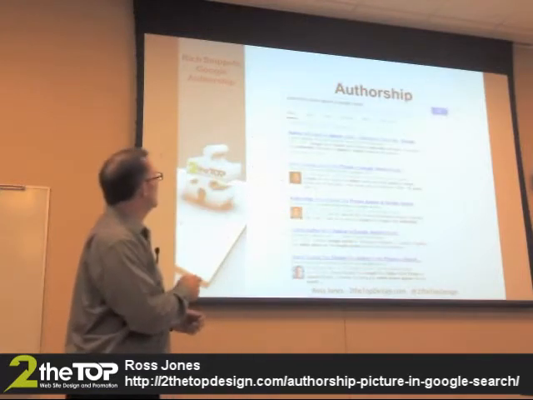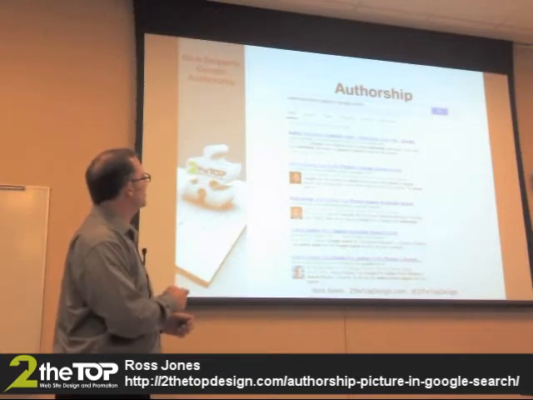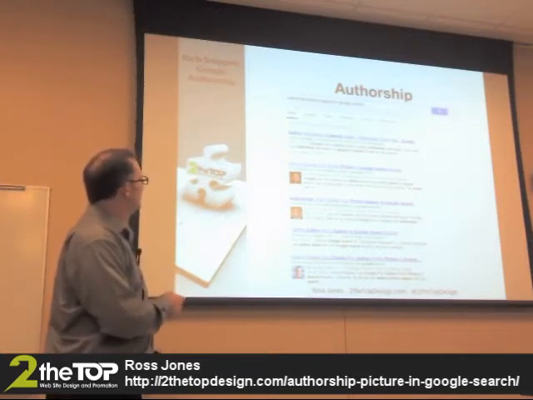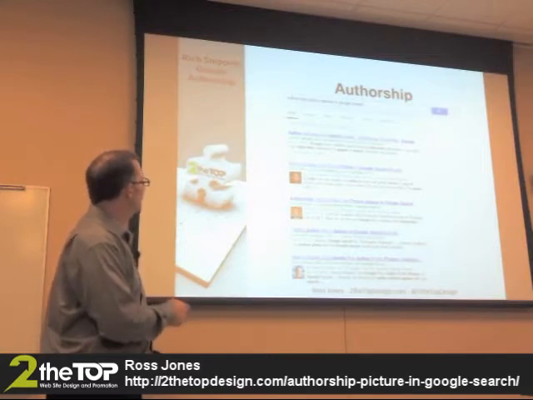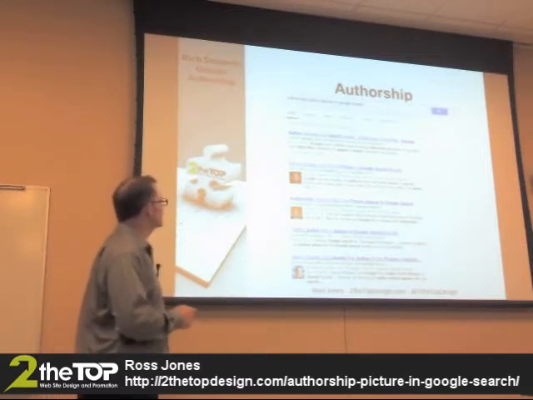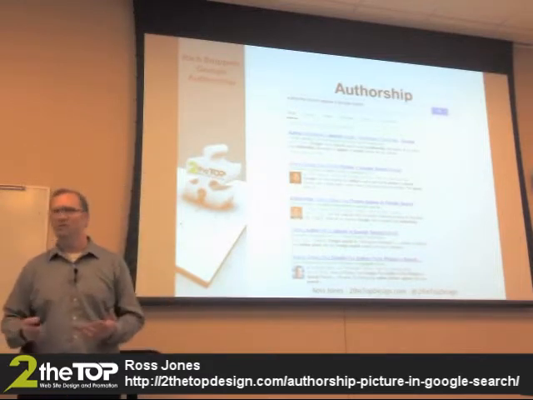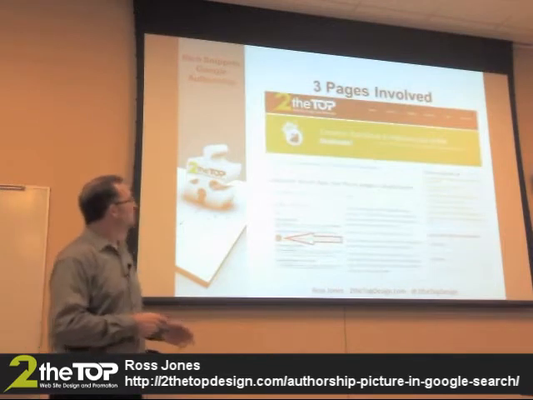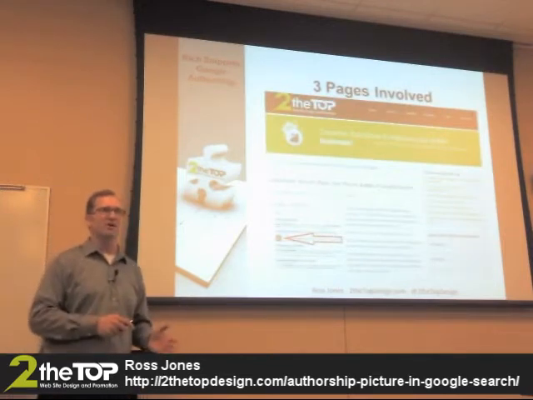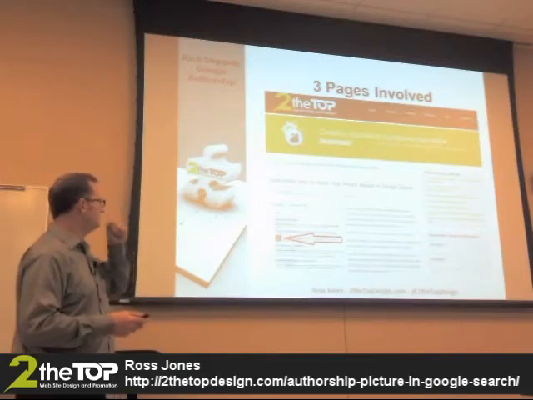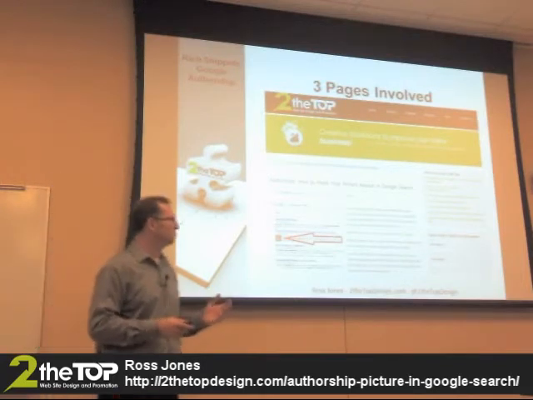So let's dig a little deeper into authorship. You can see we've got a search rank down here of number 3 for an authorship search. If we click on that, let's see what happens, and let's talk about how to get your picture to show up on Google. Here's the page that we land on. This is my blog post about our meeting and our topic tonight, how to make your picture appear in Google search.